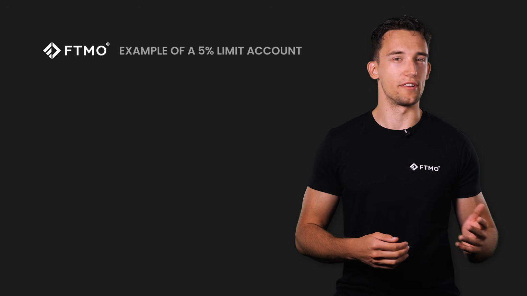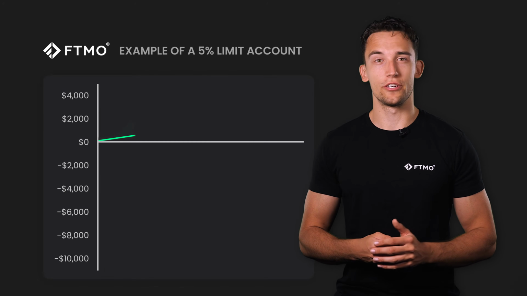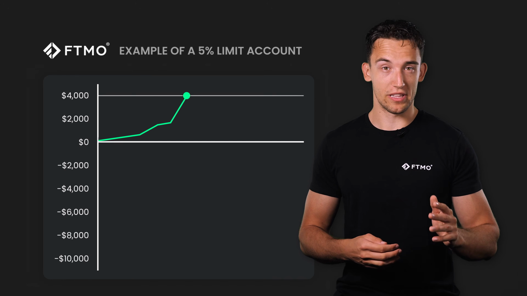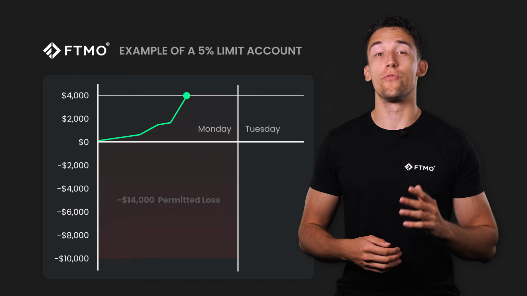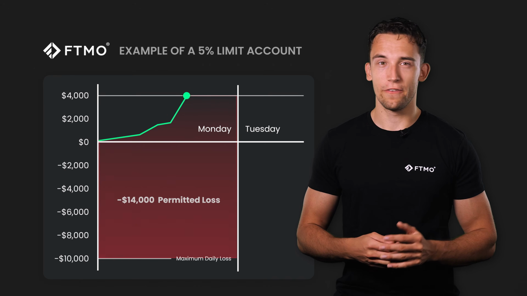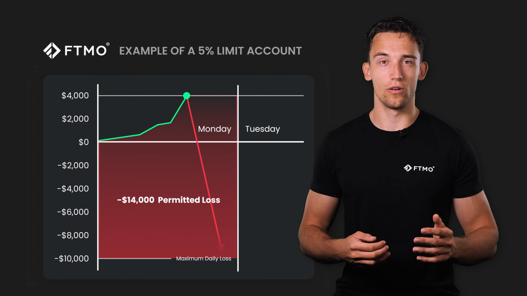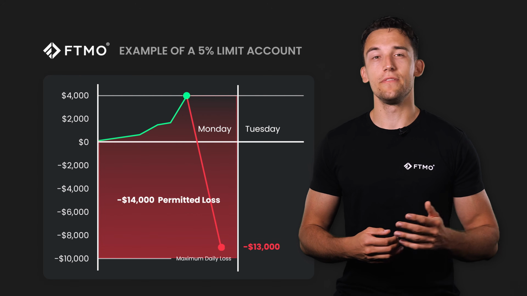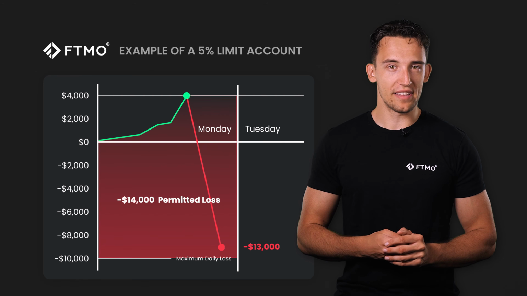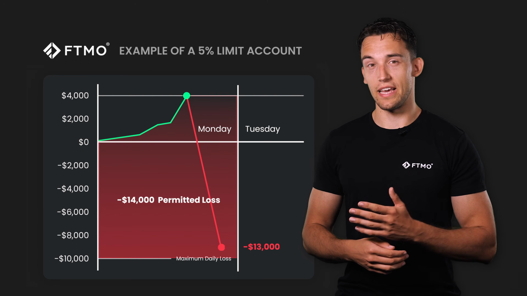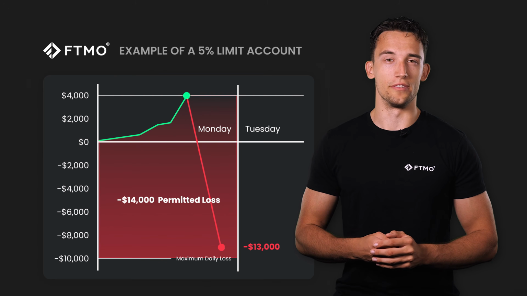Let's say you had a great start of the week, and your Monday trading session resulted in a closed profit of $4,000. Your maximum permitted loss for the rest of the day is now $14,000. If you would now open a new trade which would go into a $13,000 floating loss, then up until 11:59 p.m. you would still be staying within the limit because, as mentioned previously, your permitted loss for the rest of the day would be $14,000.